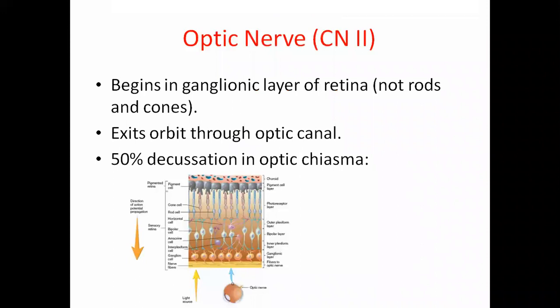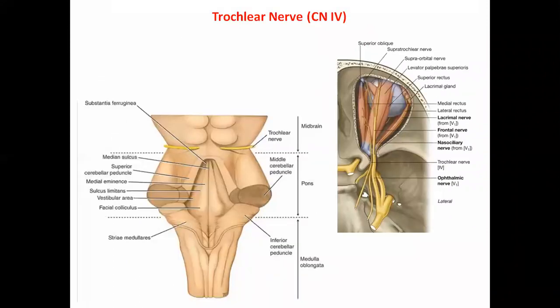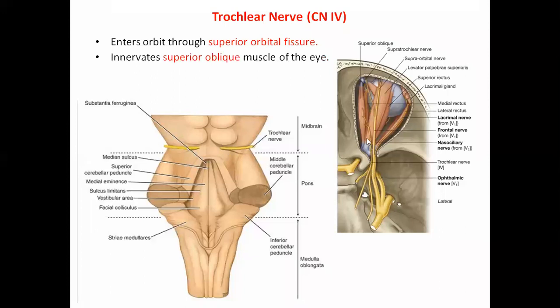So whenever you hear about a cranial nerve, just think of the functional component. It enters the orbit through the superior orbital fissure. First of all, let me tell you that the trochlear nerve is arising almost at the level of the midbrain. This is the brainstem: midbrain, pons, and medulla oblongata, and it originates in the midbrain region. Then it passes through the superior orbital fissure, which enters it into the orbit. It innervates the superior oblique muscle of the eye.